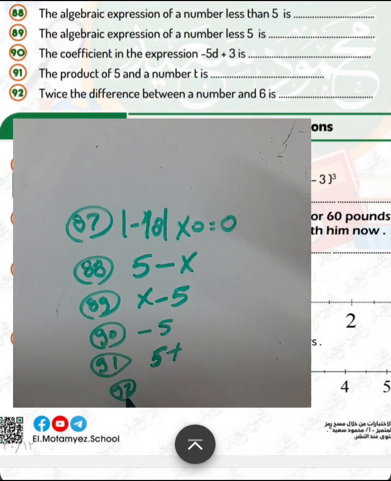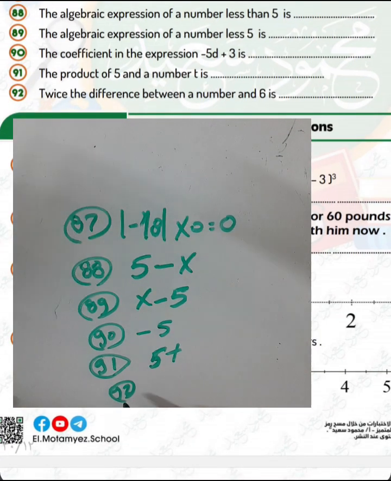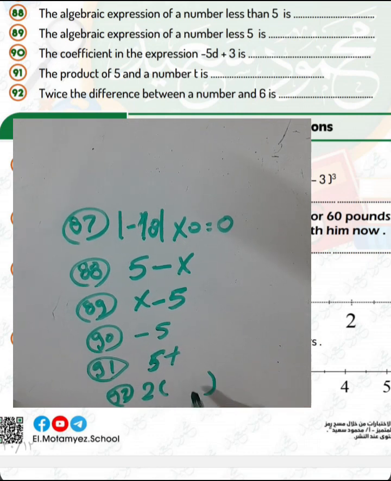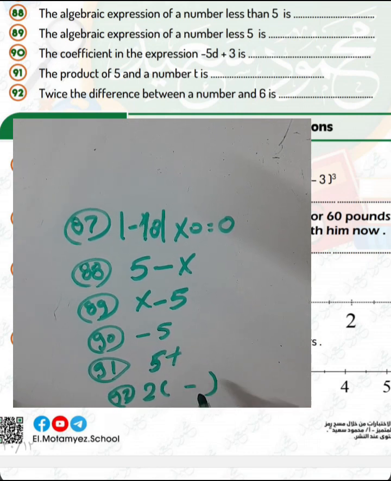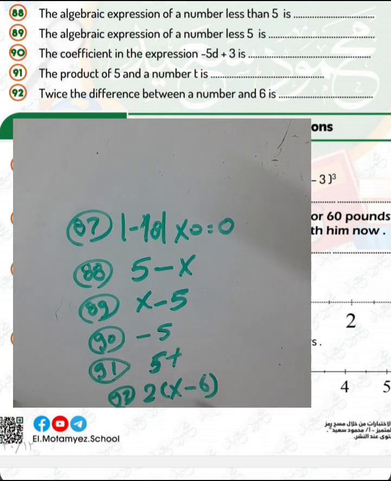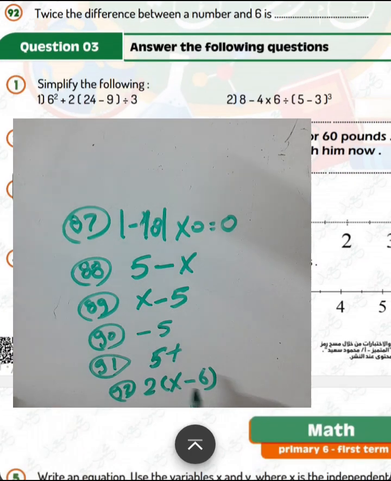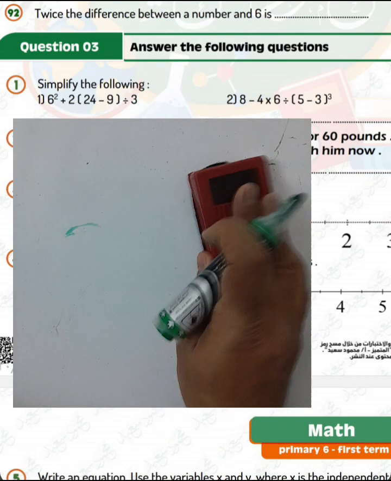Twice the difference between a number and 6. Twice means 2 outside. The difference between a number, such as x, and 6. Next question, number 3. Simplify.